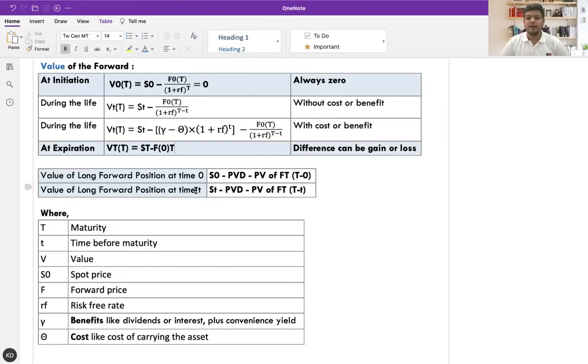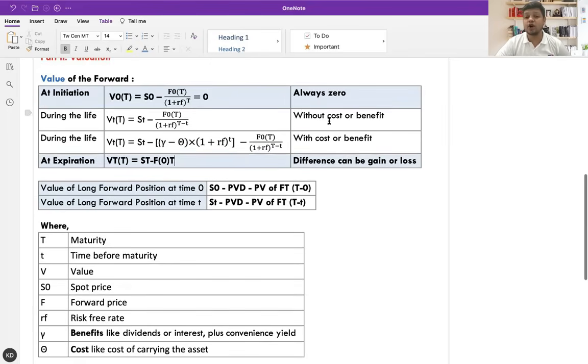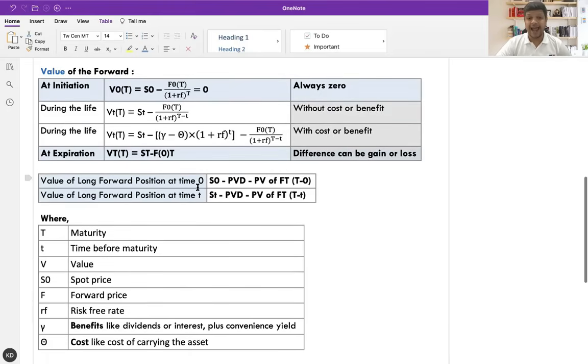Yes. Now that difference can be gain and loss during the life of the contract, but at initiation it's always zero. So for the long forward, at time zero, it is spot minus the present value of dividend, if there is, and minus the present value of future contract. If there is no dividend, it's just the difference between the spot today and the present value of futures. On maturity, it is the spot on that day and the future price which you had already booked. And during the life, the gains and loss can be there for either of the contract. Clear?